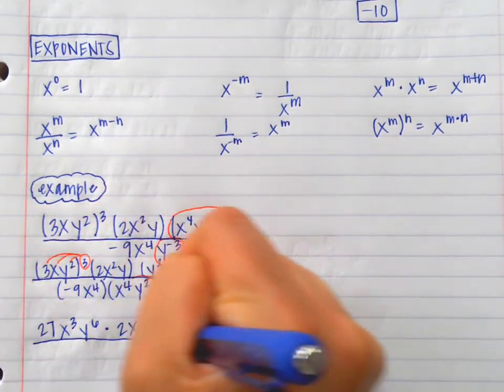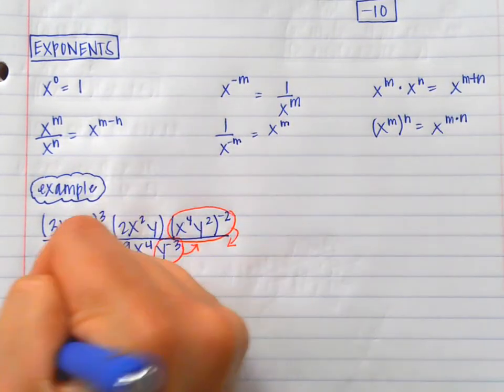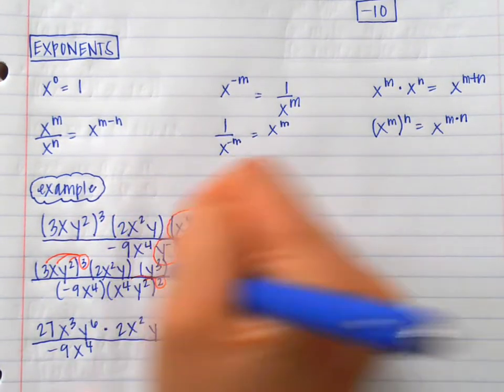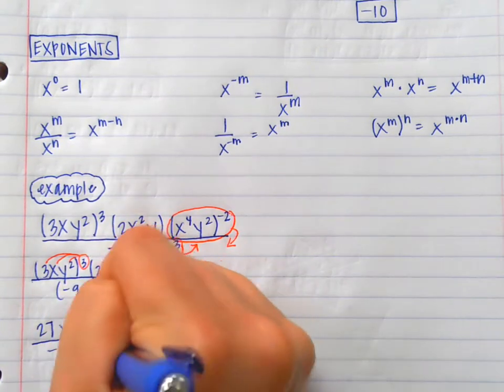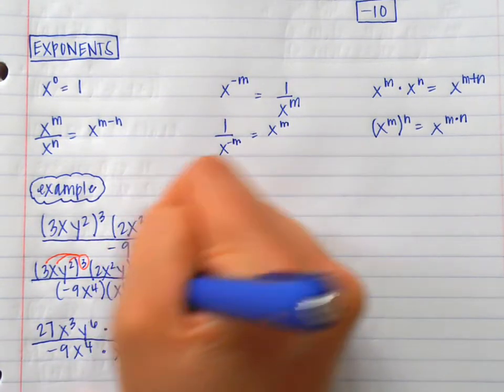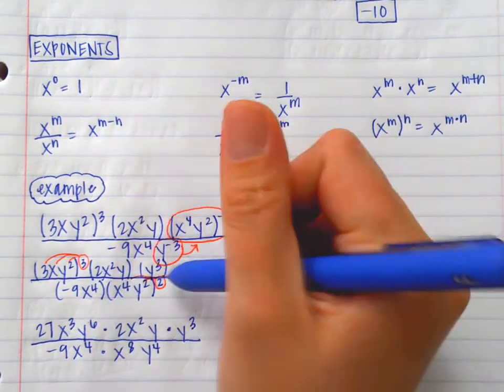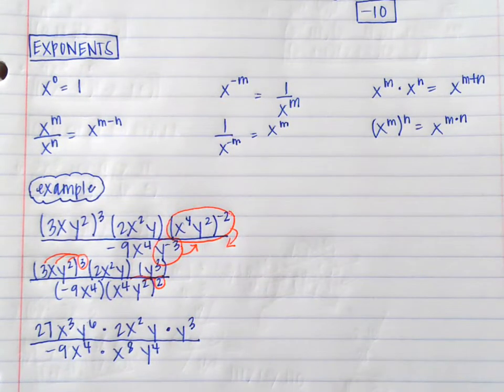All over negative 9x to the fourth, which doesn't have any exponents on the outside. This one does, so x to the fourth squared is x to the 8th. Y squared squared is y to the fourth. We're just multiplying. 4 times 2 is 8. 2 times 2 is 4.